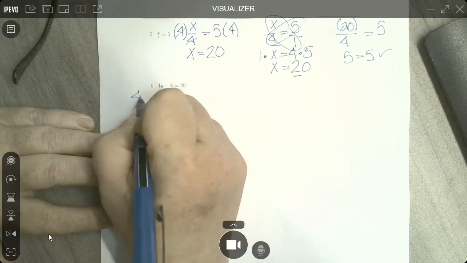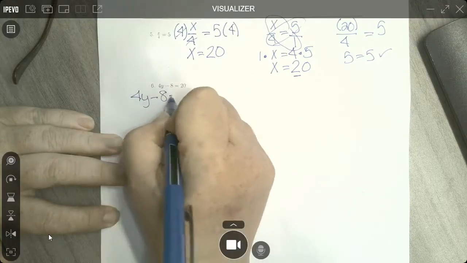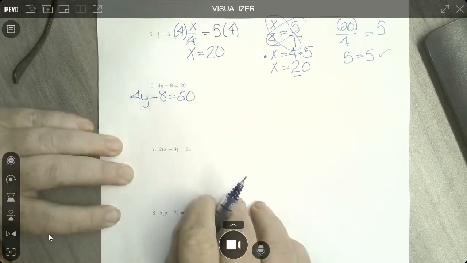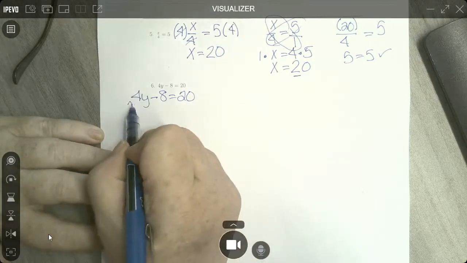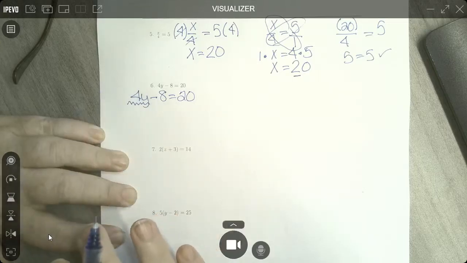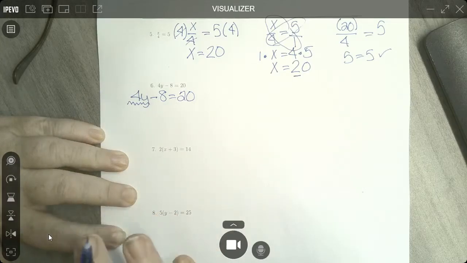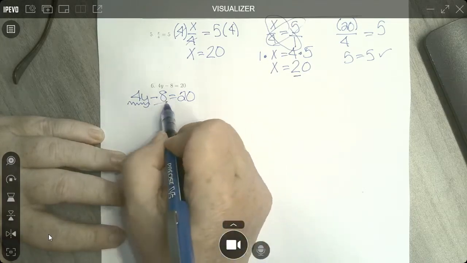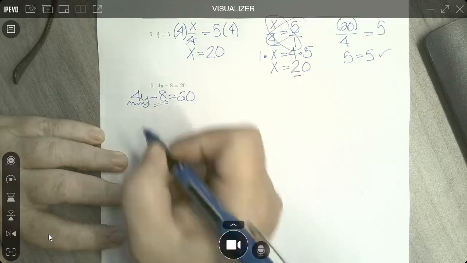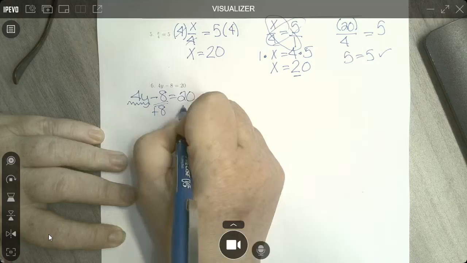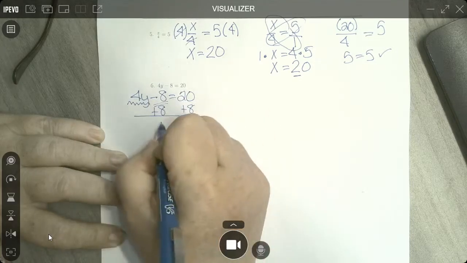We have 4y minus 8 equals 20. All right. Well, we have a couple things going on here. Remember, we want to get the variable, and it doesn't matter if it's hooked to something right now. We want to get that by itself. So I'm looking here. What's the opposite of subtracting 8? Yeah, adding 8. So I'm going to add 8 to both sides.